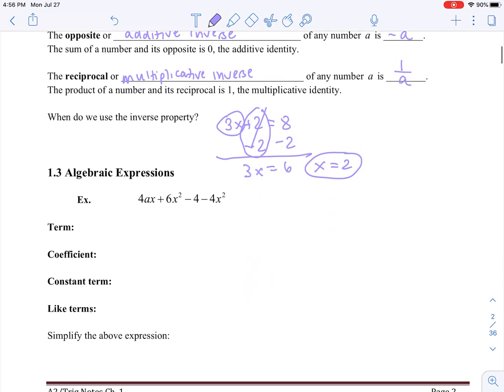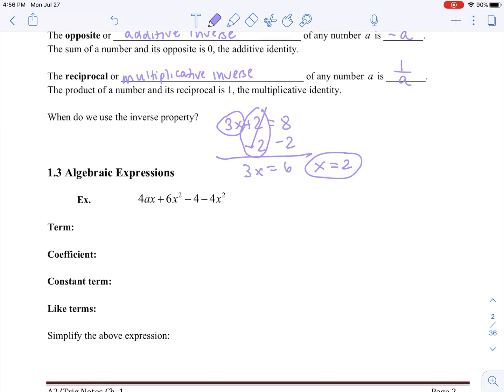So under 1.3, I just wanted to cover some vocab with you guys. When we're looking at an example like 4ax plus 6x squared minus 4 minus 4x squared, in this class I want you guys to be proficient and fluent with the vocab.